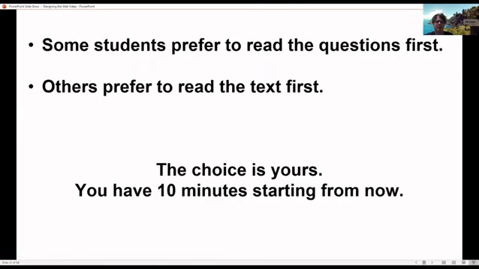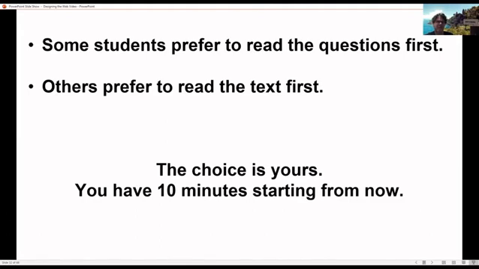Now, I'm not going to actually wait 10 minutes, but when you pause the video, some of you like to read the questions first, then look at the article, and then answer the questions, or basically look at the questions and then look for the part in the reading that helps you to answer that. Other students will actually read and then look at the questions and then think, oh yeah, I remember seeing that in paragraph 2. But again, the choice is yours.